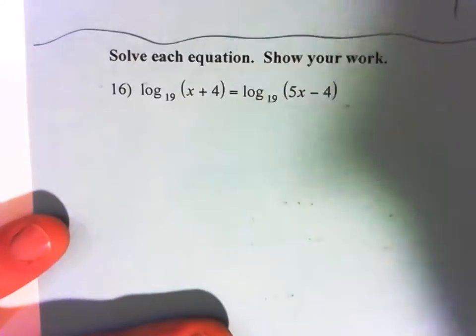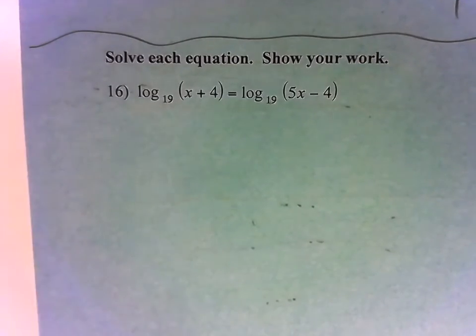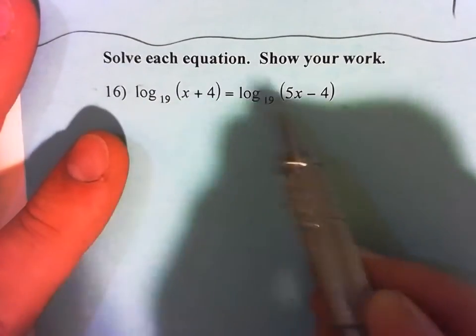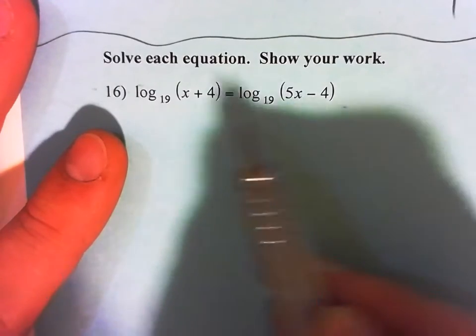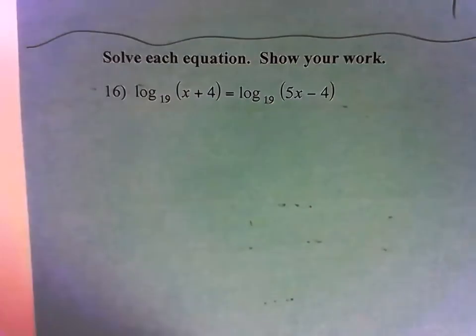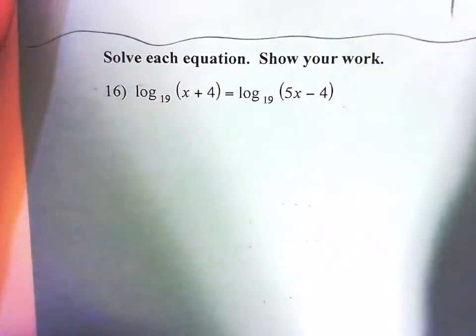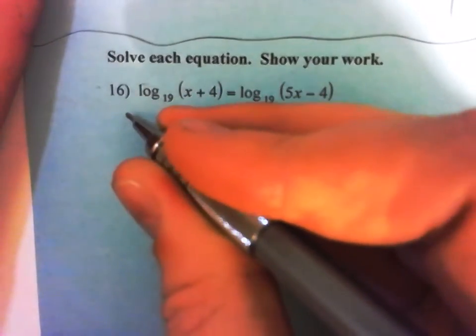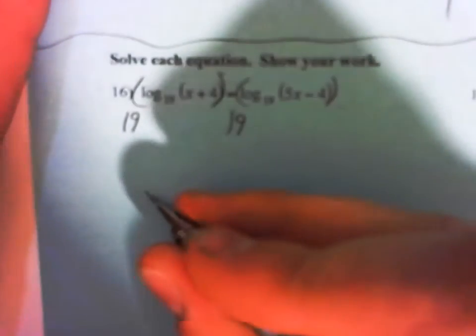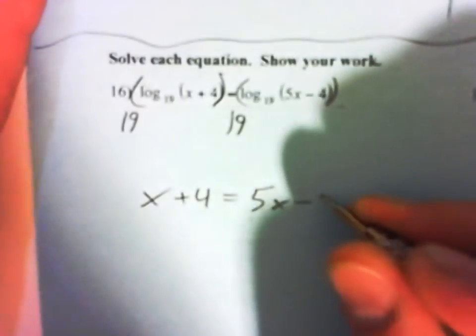Okay. Well, this one, there's a couple things you could use. You could say, well, if the log base 19 of that equals the log base 19 of this, then that must be the same as this. They must equal each other. Or you could just say, to get rid of log base 19, I'm going to say 19 to the power of that equals 19 to the power of this. Either way, you're going to just end up with x plus 4 equals 5x minus 3.